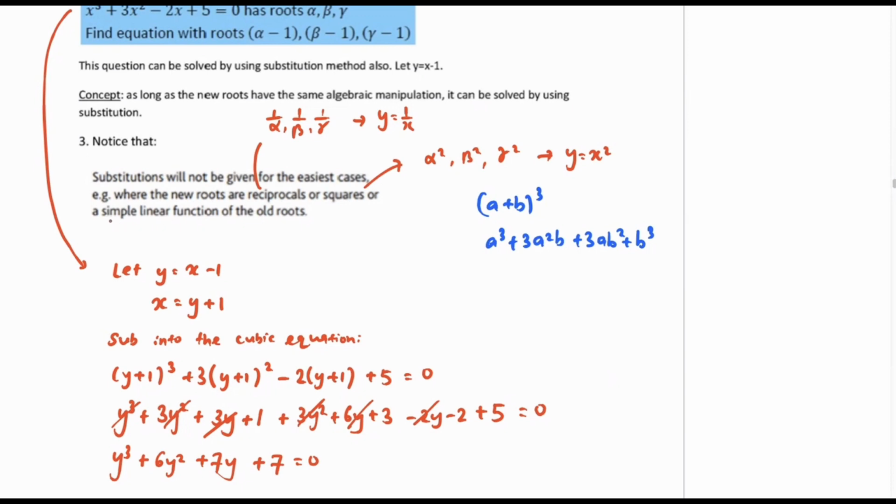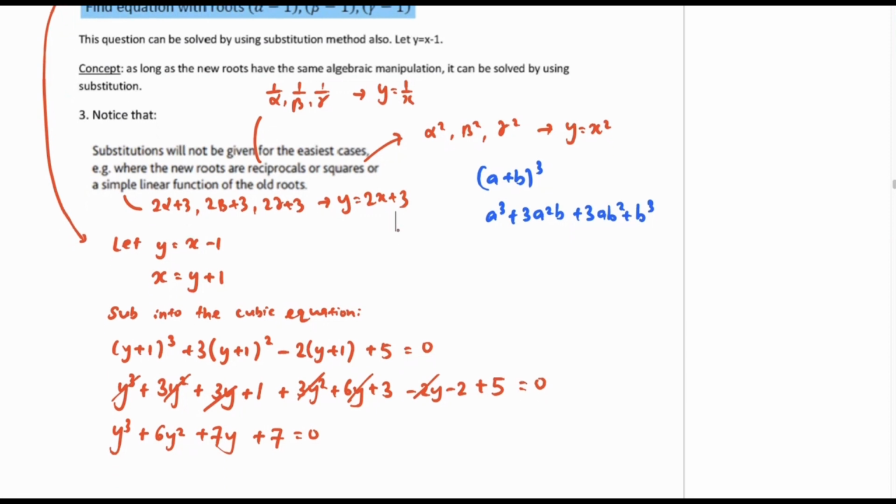Simple linear function. Let's say your roots are 2 alpha plus 3, 2 beta plus 3, 2 gamma plus 3. Then you set up your substitution, y equal to 2x plus 3. So you have to set up the substitution on your own, based on how the roots look, and then you just set up accordingly. So that is the idea.